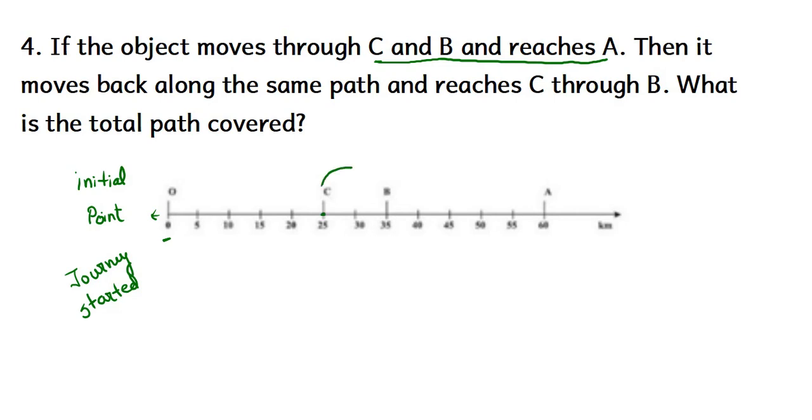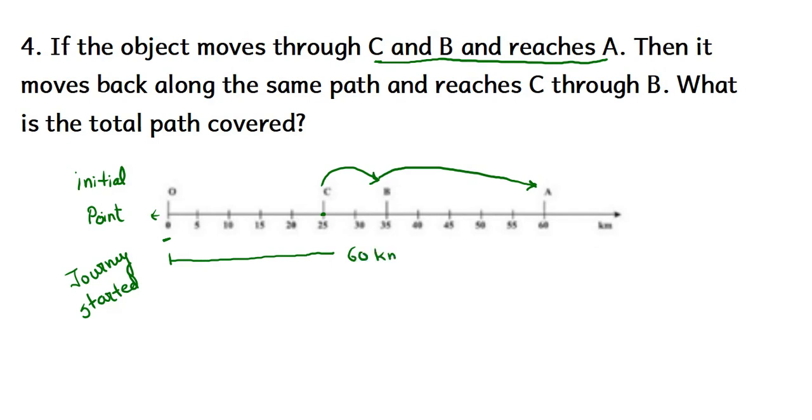Correct? Through C, then B, B to A. At A it reaches, and after reaching A, it turns back, okay, and then reaches C through B.